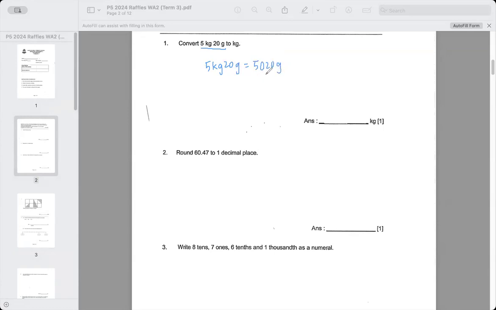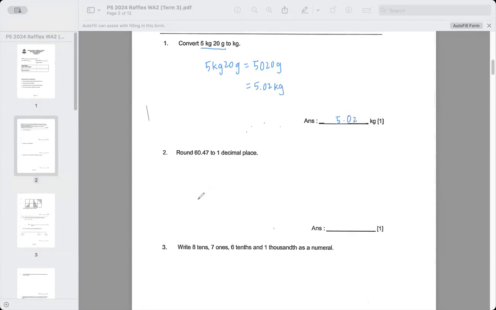Okay, so to convert this back into kg, your decimal place, you have to put it after the 5. So it will become this 0. In decimal place, all the extra zeros do not need to be put. So I'll just leave it as 5.02 kg. So your answer for question 1 will be 5.02.